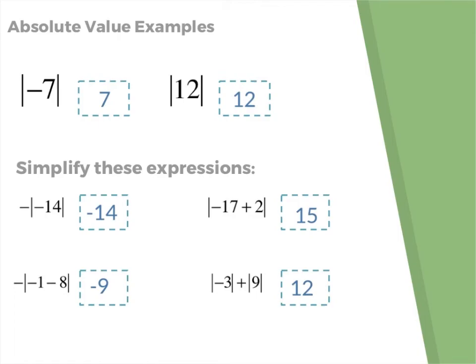Negative 1 minus 8, just type that right in your calculator. If you're not sure about your integer rules, you get negative 9. The absolute value of negative 9 is 9, with a negative sign on the outside. That becomes negative 9 again. And then for the last one, the absolute value of negative 3 is 3. The absolute value of 9 is 9, and then add those together to get 12.